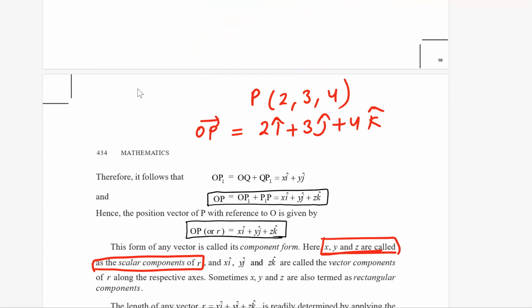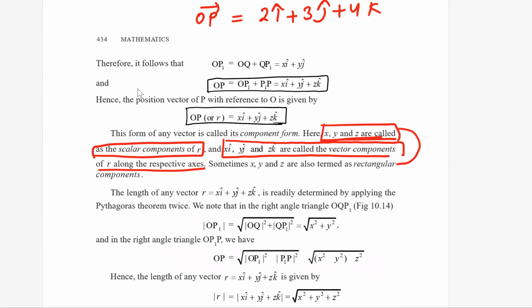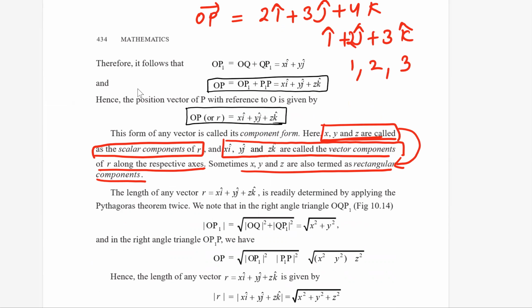So here x, y and z are called scalar components of r, and xi cap, yj cap and zk cap are vector components of r. These scalar components are also called rectangular components. Suppose we are given a vector i plus 2j plus 3k and we are asked to find its scalar components. So the scalar components are 1, 2, 3, and the vector components are i, 2j, 3k.